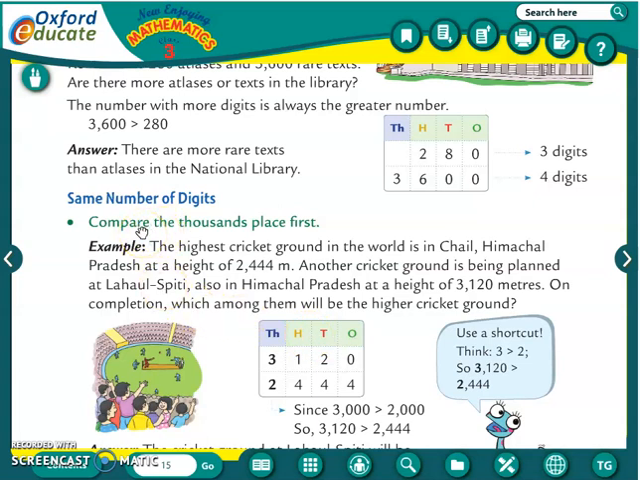Same number of digits. Compare the thousands place first.